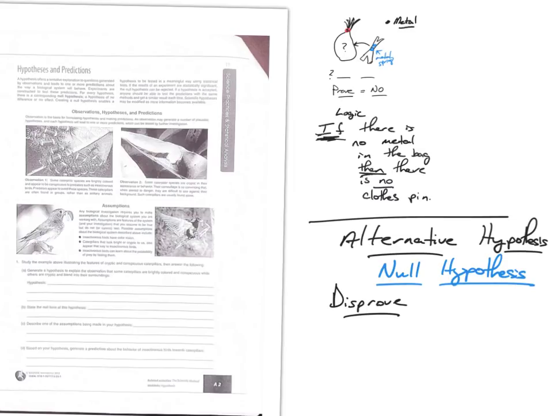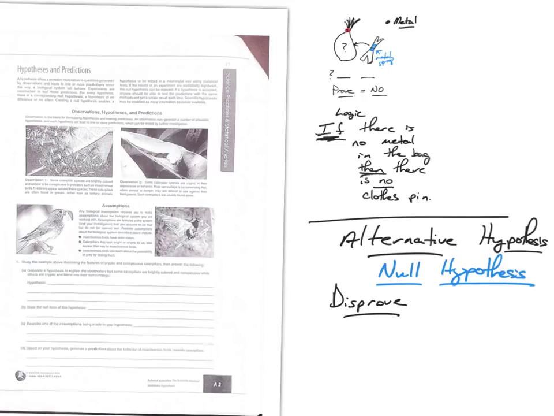So now let's take a look at this. It says, study the example above, illustrating the feature of cryptic and conspicuous caterpillars. Then answer the following. Generate a hypothesis to explain the observation that some caterpillars are highly colored and conspicuous, while others are cryptic and blend into their environment. So, did anybody come up with a hypothesis? Who said they didn't understand the question? It's okay that you don't understand. I just need to know why. What don't you understand about that question?